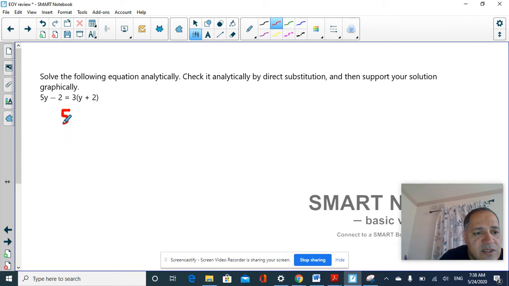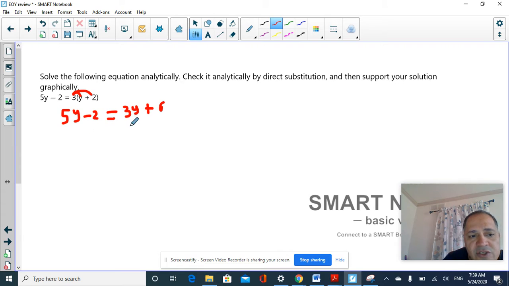The first one is 5y minus 2 equals what? Yes. We are going to distribute here 3 times y and 3 times 2. 3 times y is, yes, 3y. 3 times 2 is what? Good job, it's 6. What next?